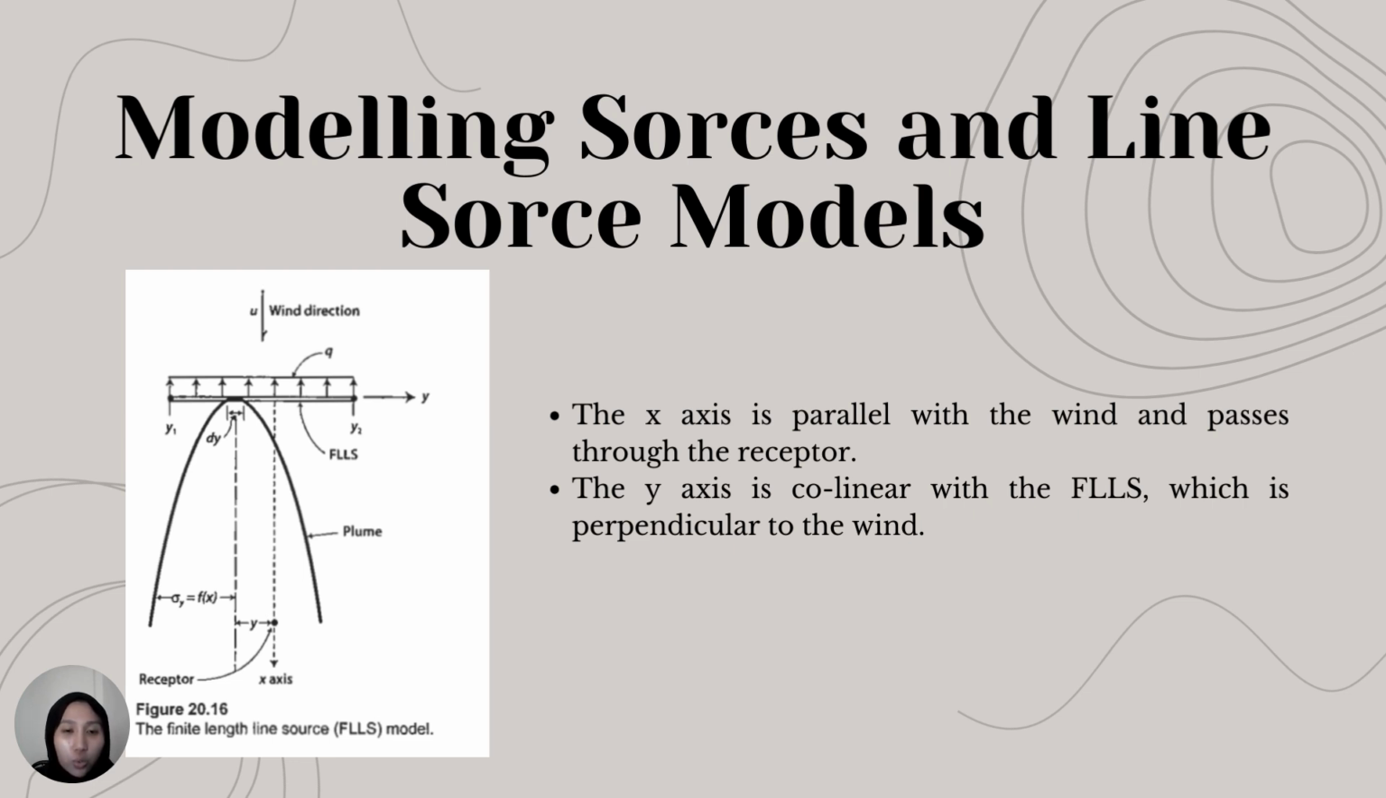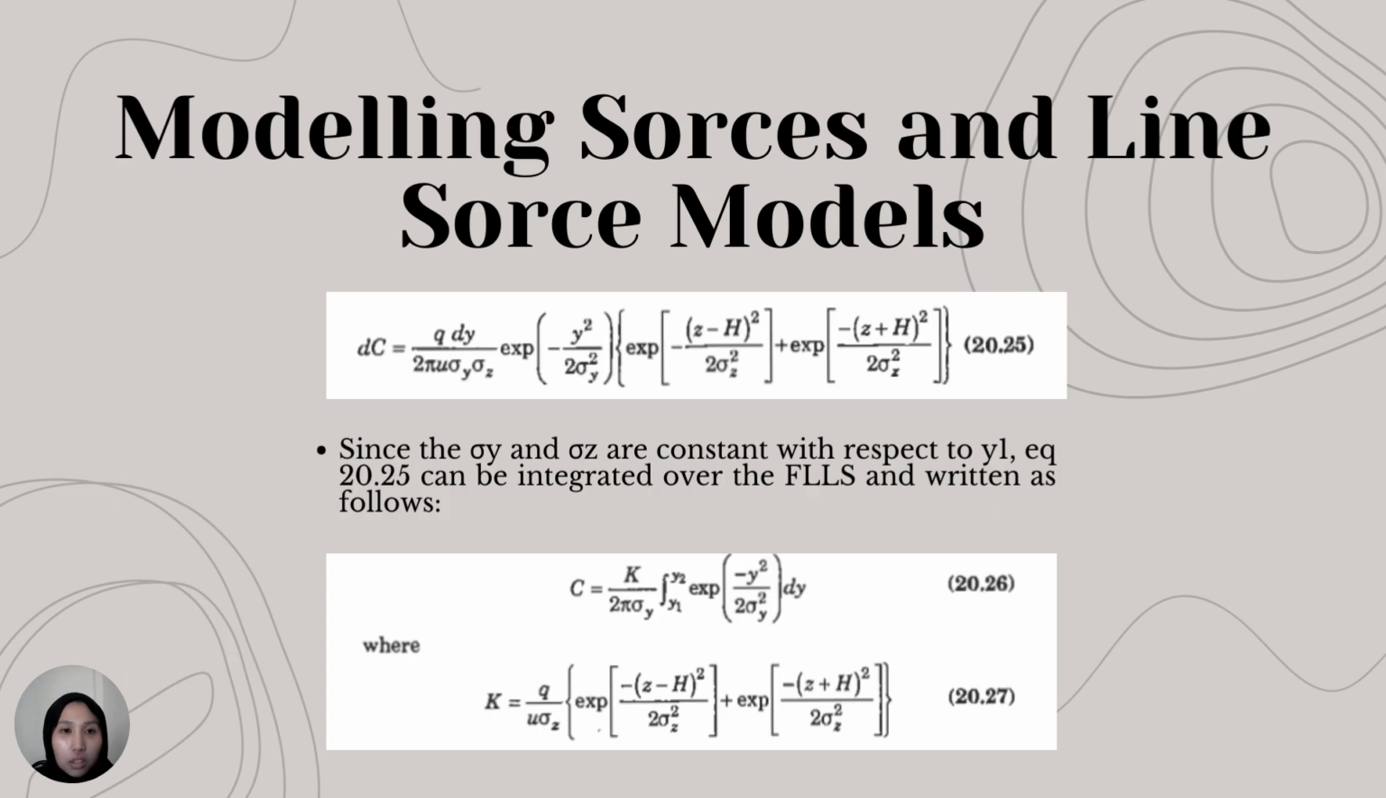The figure shows the y-axis is collinear with the FLLS, which is perpendicular to the wind, while the x-axis is parallel with the wind and passes through the receptor. Since sigma y and sigma z are constant with respect to y1, equation 20.25 can be integrated over the FLLS and written as equations 20.26 and 20.27.